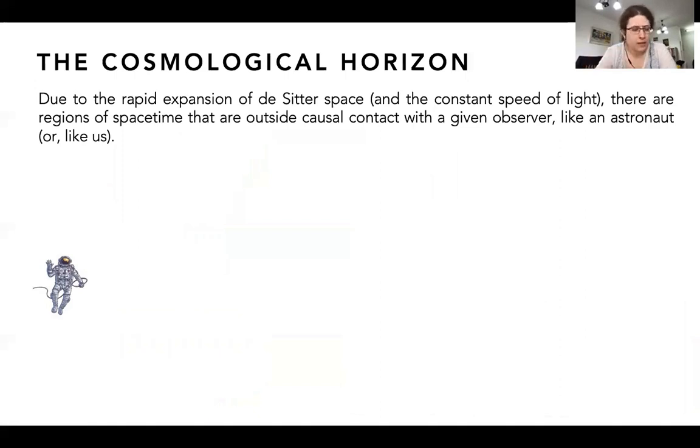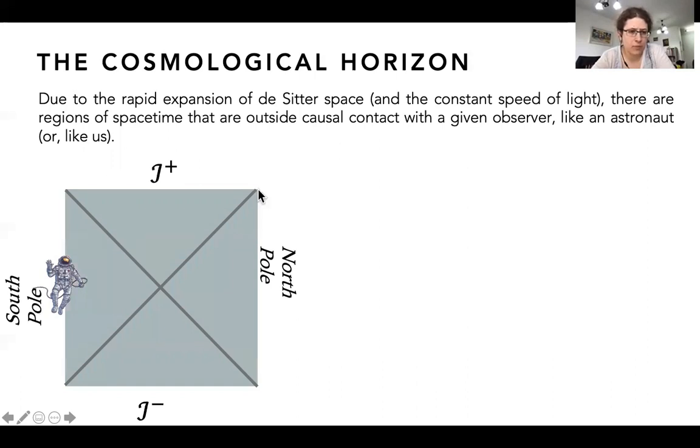Now, de Sitter space has a number of geometric properties, and one of them is that it has a cosmological horizon, and that's due to the rapid expansion. So essentially, there are parts of space which are moving away from us faster than the speed of light, and as a consequence, there are certain regions of space which are outside the causal contact with a given observer. So that's the Penrose diagram of de Sitter space. It looks a lot like the Penrose diagram of a black hole.